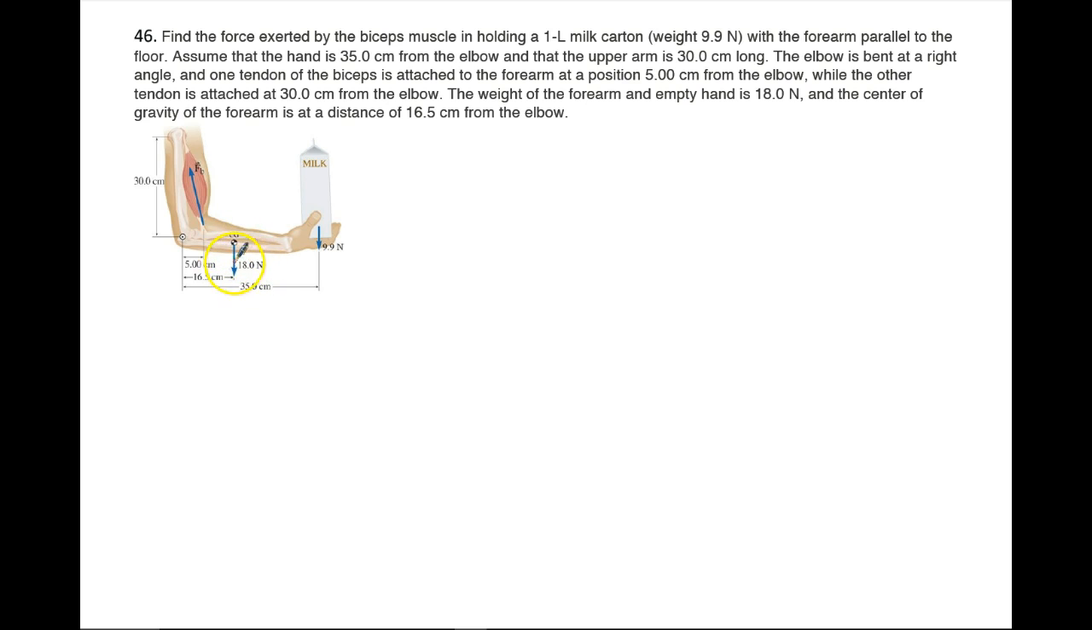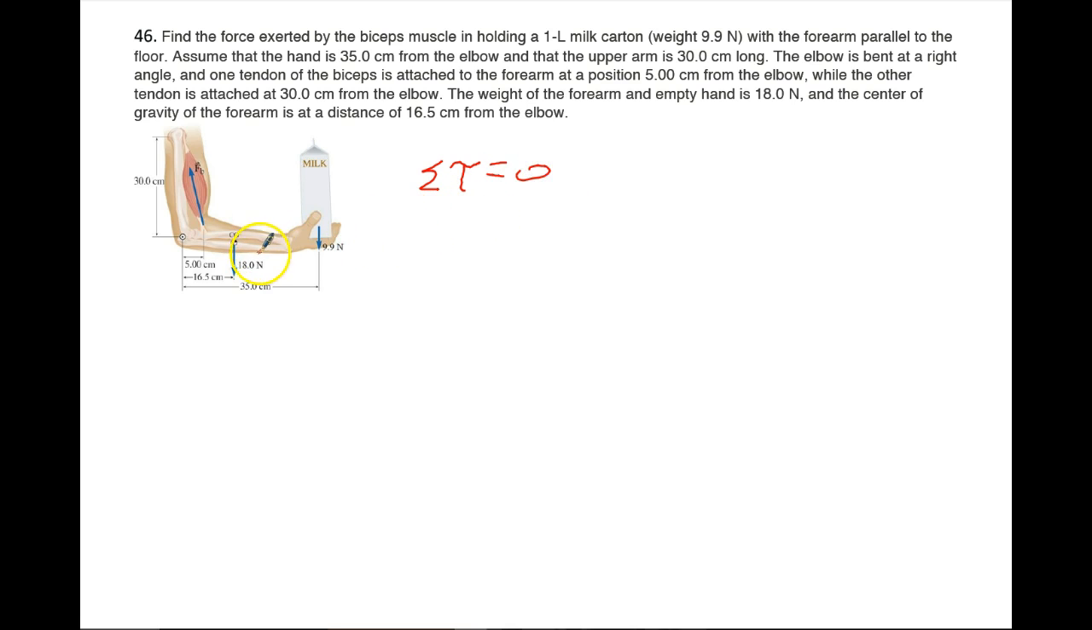So I know that there's my 18 newtons just for the forearm weight. The milk carton weight is 9.9 newtons, and the center of gravity is at 16.5 centimeters. We're going to do the sum of the torques again. So the sum of the torques here should be equal to 0.